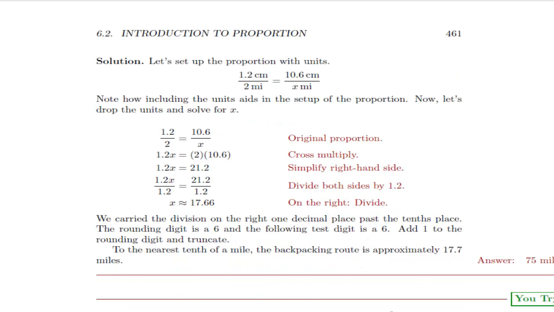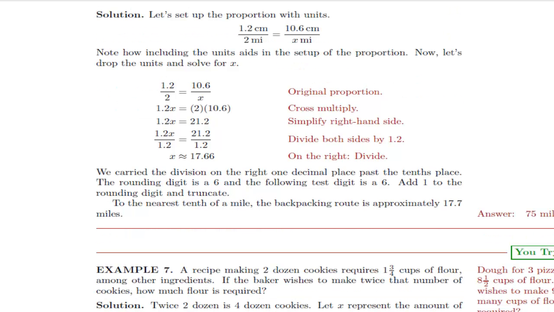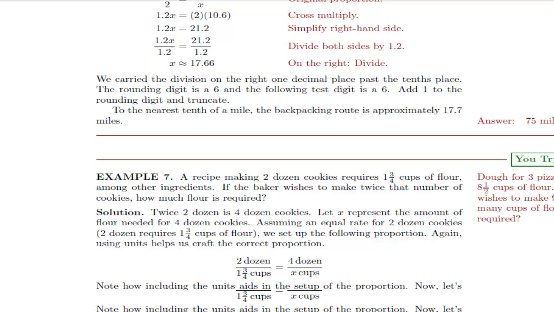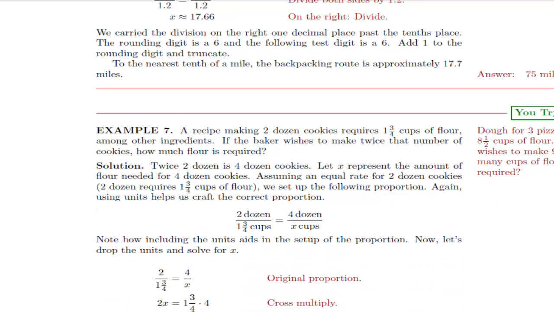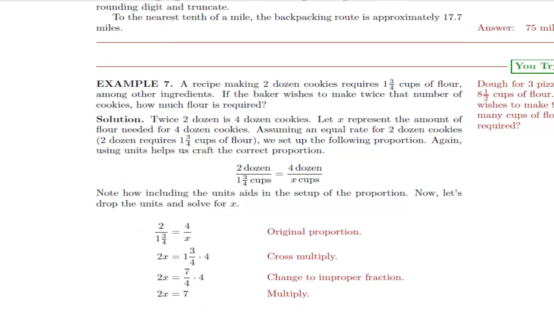We carry the division on the right 1 decimal place past the tens place. The rounding digit is a 6, and the following test digit is a 6. Add 1 to the rounding digit and truncate. To the nearest tenth of a mile, the backpacking route is approximately 17.7 miles. Example 7. A recipe making 2 dozen cookies requires 1 3/4 cups of flour among other ingredients. If the baker wishes to make twice that number of cookies, how much flour is required?